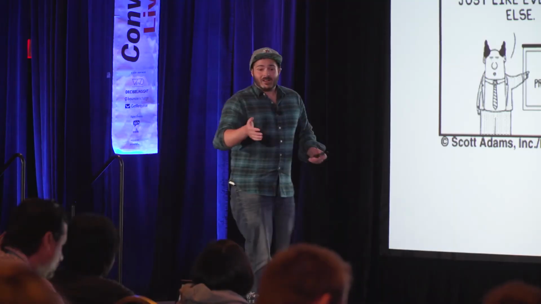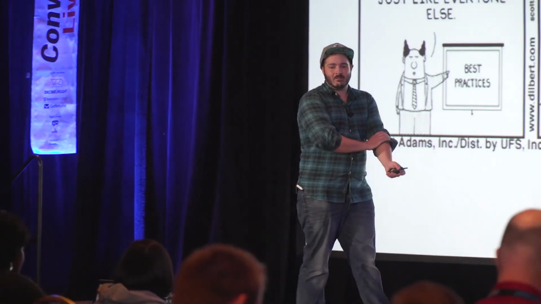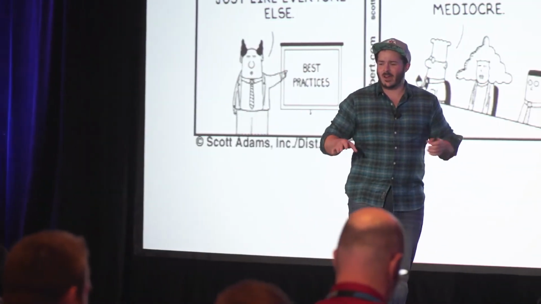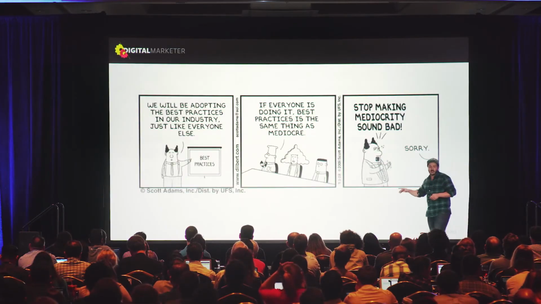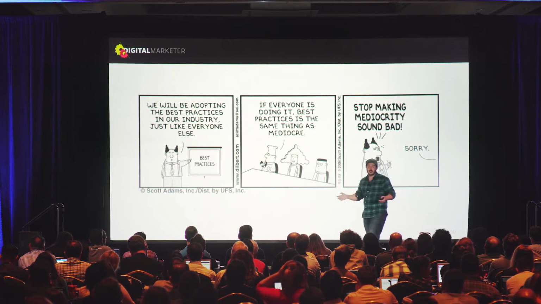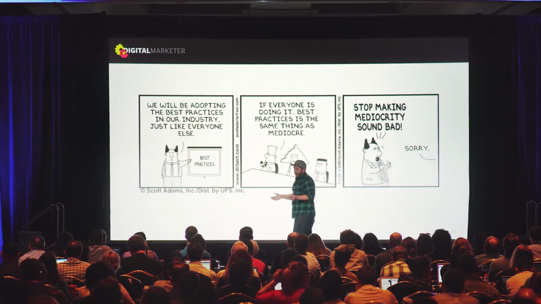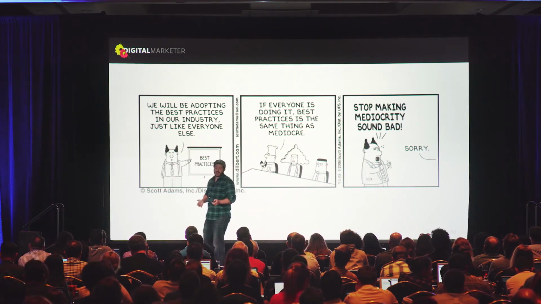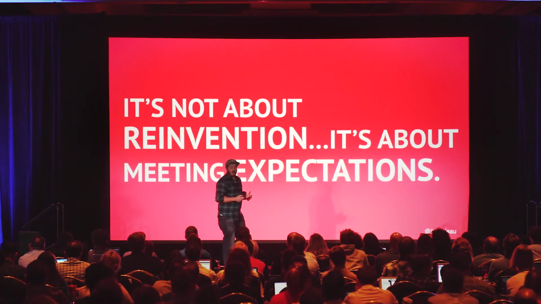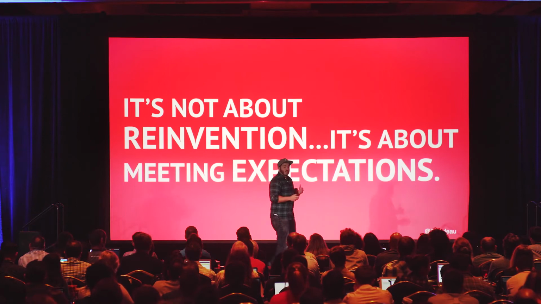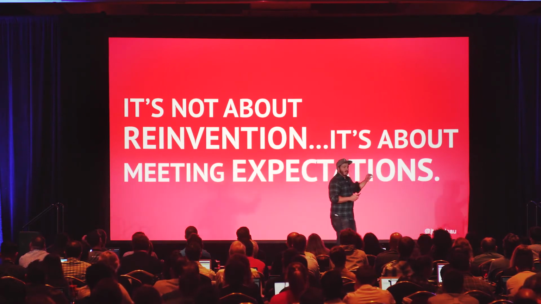But what does this mean for me in terms of an optimizer and in terms of what's going on, I think, in the optimization community, right? So, bring back Dilbert. I normally like to use Calvin and Hobbes, but this one was useful. And you see in the middle, if everyone is doing it, best practices is the same thing as mediocre. Okay, but it's not about reinvention, right? It's about meeting expectations, okay? And knowing what is common and identifying these common factors.